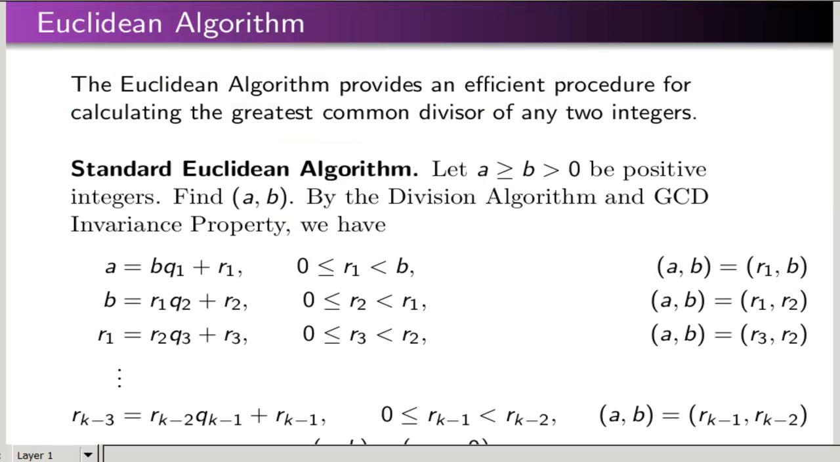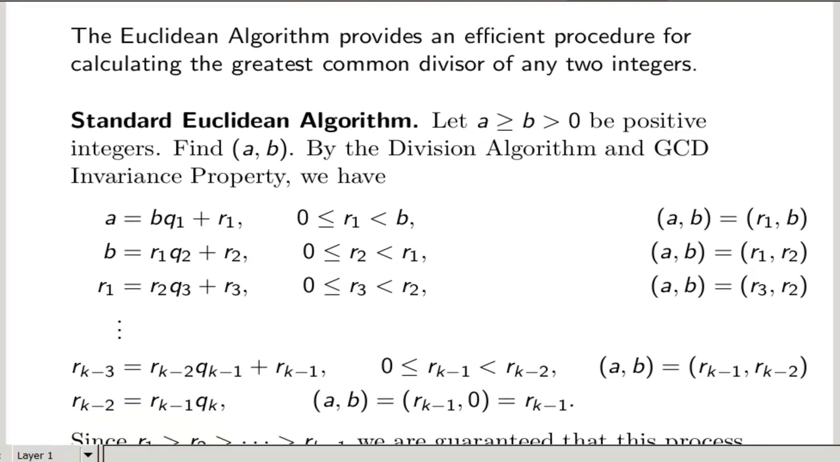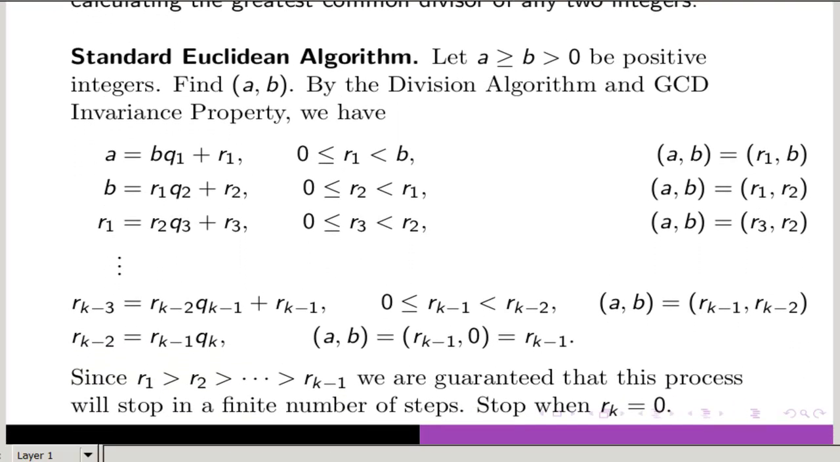Okay, now let's do the Euclidean algorithm. So this is the procedure for calculating GCDs. And the standard Euclidean algorithm just means use the standard remainder when we do the division algorithm. So suppose I want to calculate the GCD of A and B. Then I'll say, A is some multiple of B plus a remainder R1. And then calculating the GCD, we would say the GCD of A and B is equal to the GCD of A minus Q1 B, and B.